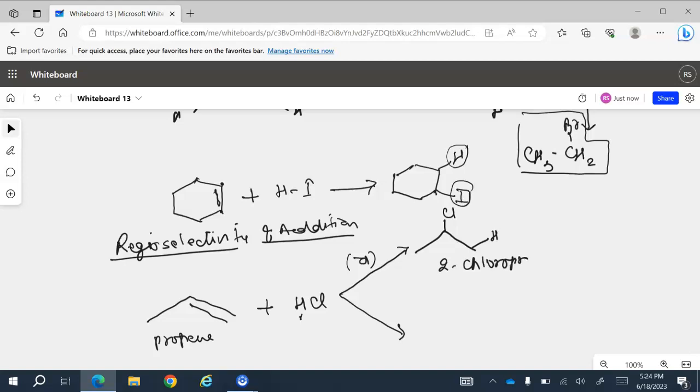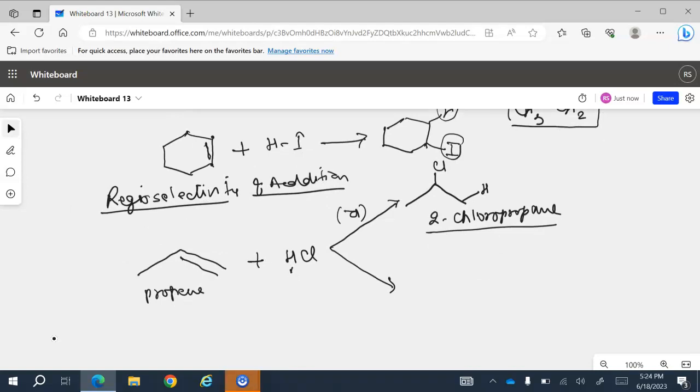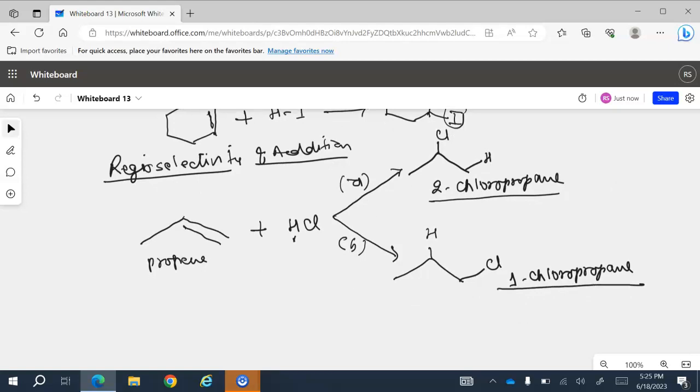So this is the case where, with carbons 1, 2, 3, 2-chloropropane is the product. Now, if we add the other way around, that means hydrogen is added to the middle carbon and chlorine is added to the terminal carbon, then the result will be 1-chloropropane in this case. Now the question is, which one will be the major product? How does the addition reaction take place in such an unsymmetrical alkene?